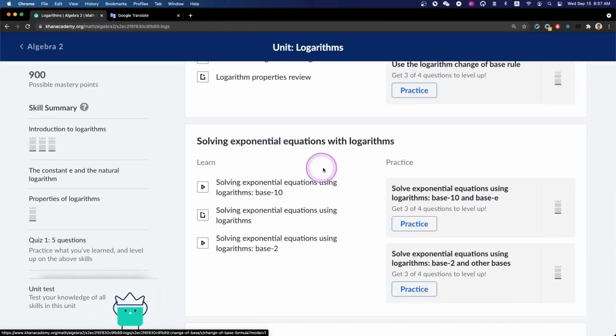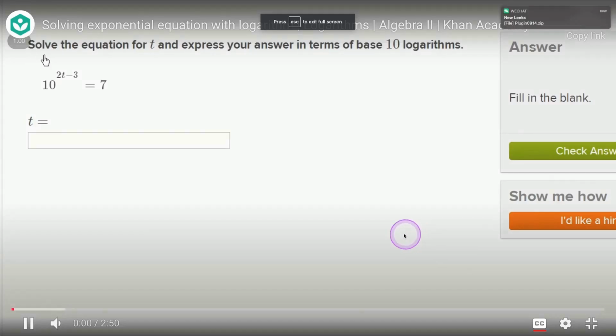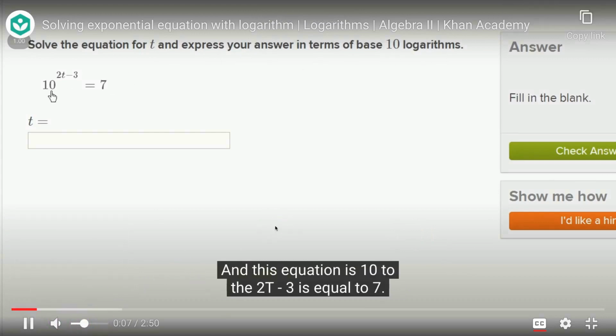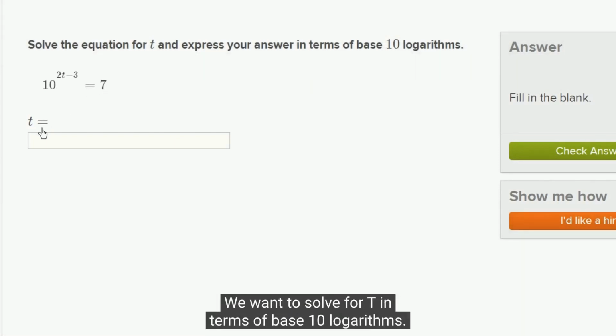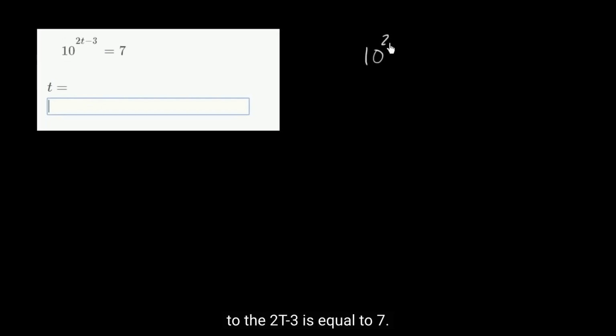Solving exponential equations with logarithms. Alright, let's get into it. Solve the equation for t and express your answer in terms of base 10 logarithms. This equation says 10 to the 2t minus 3 is equal to 7, and we want to solve for t in terms of base 10 logarithms. So let me get my little scratch pad out, and I've copied and pasted the same problem. So I'm just going to rewrite it.